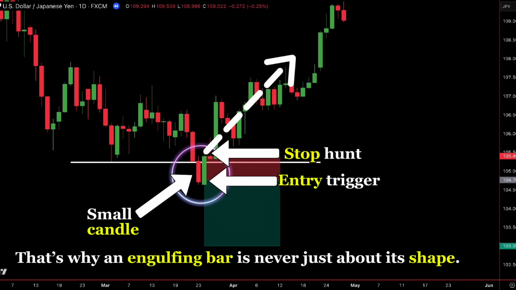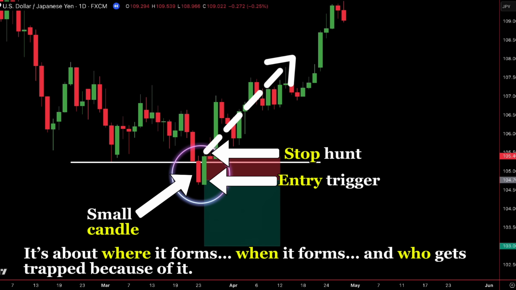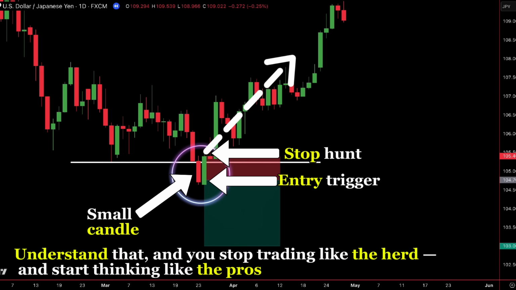That's why an engulfing bar is never just about its shape. It's about where it forms, when it forms, and who gets trapped because of it. Understand that, and you stop trading like the herd and start thinking like the pros.